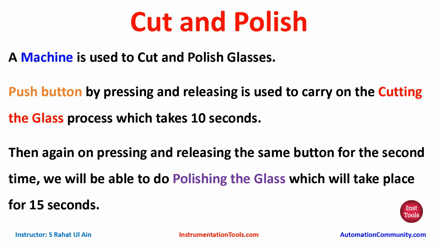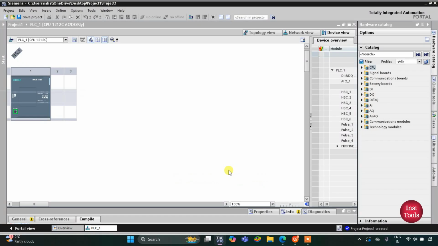So for this example, we will use normally open contacts and normally closed contacts. We will also be implementing latching using memory bits and some timers like TP. So let's move to TIA Portal, where we will draw a ladder diagram for this example. This is the interface of TIA Portal.